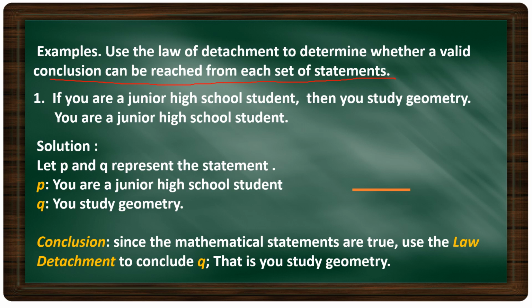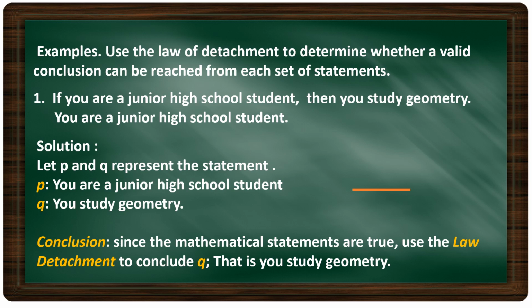For example number 1, we have, if you are a junior high school student, then you study geometry. Ibig sabihin nun, ito pong statement na to, hanggang dito sa part na to, ay tinatawag po nating conditional statement. Tatandaan na ang conditional statement, according to the law of detachment, must be true so that ang atin pong magiging conclusion ay magiging true din po. Then, we have here another statement, you are a junior high school student.